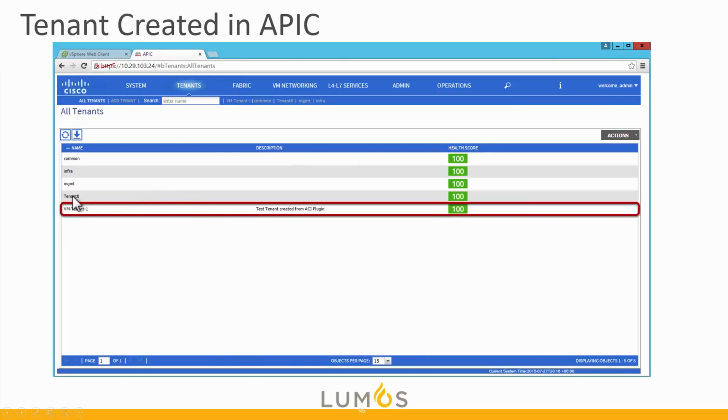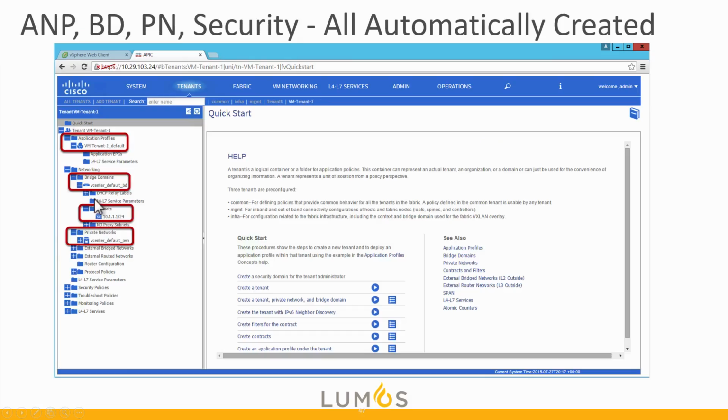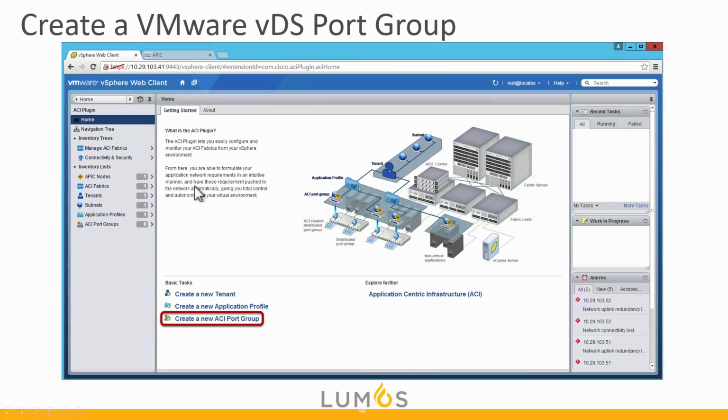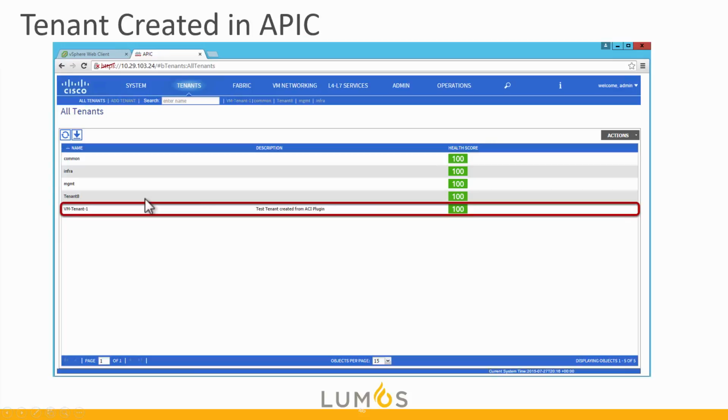Now notice here in the APIC, of course I always have common, infra, and management. Those 3 are there by default and we can't delete them. But I also have already created tenant 8. Now when we go back, in just a moment, to the VMware vSphere web client, notice that the vSphere web client, really the vCenter, only sees 1 tenant. So even though there was already an existing tenant 8, the ACI plugin in the vCenter does not do learning or discovery of what we've already created manually.